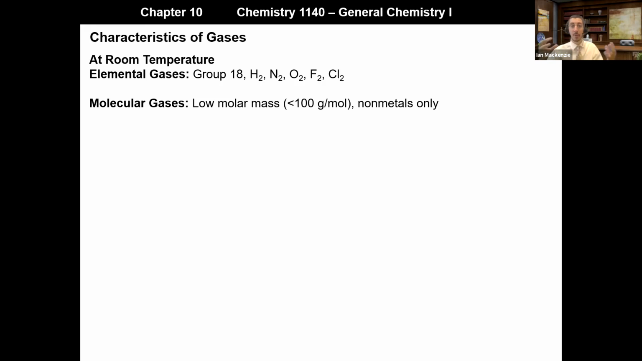So these are compounds, and specifically, they need to have low molar mass, generally less than 100 grams per mole, and it must be non-metals only. It can't be any ionic compounds. Ionic compounds have very high melting points, not to mention boiling points. And metals themselves tend to have much too high of boiling points to be a gas at room temperature.